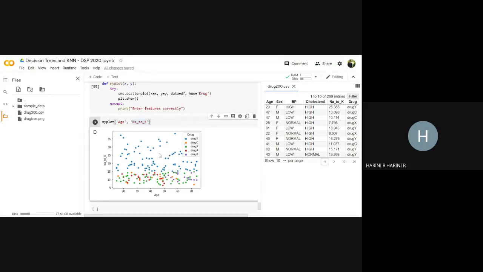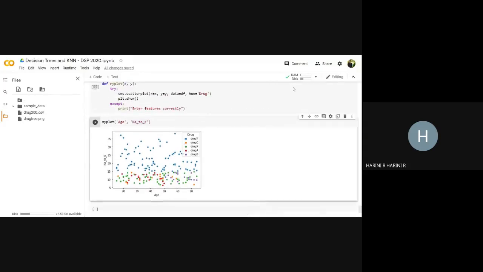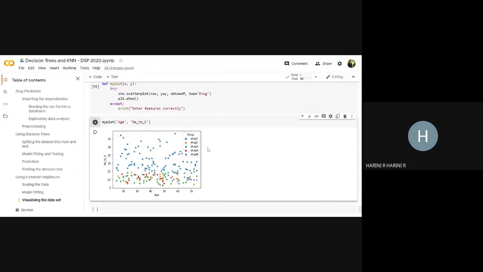If I give some point over here, I hope you can see my mouse cursor, you can see without any help of an algorithm that it's going to be in the drug Y class, right? That's what the k nearest neighbor algorithm leverages. If two points are quite similar, as in they are close to each other, it gives that label for that record. So I guess that brings me to the end of the session.